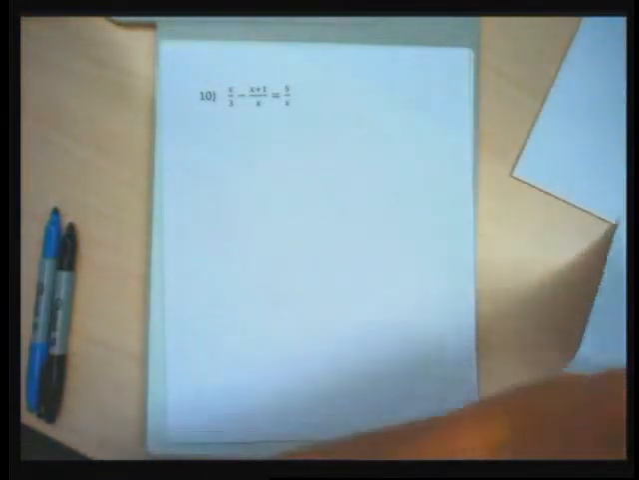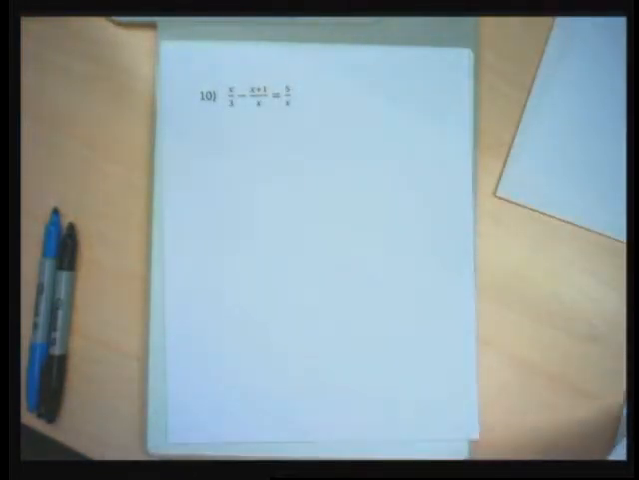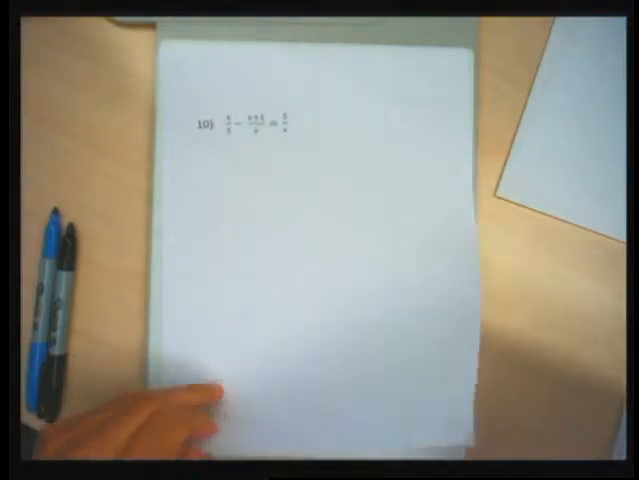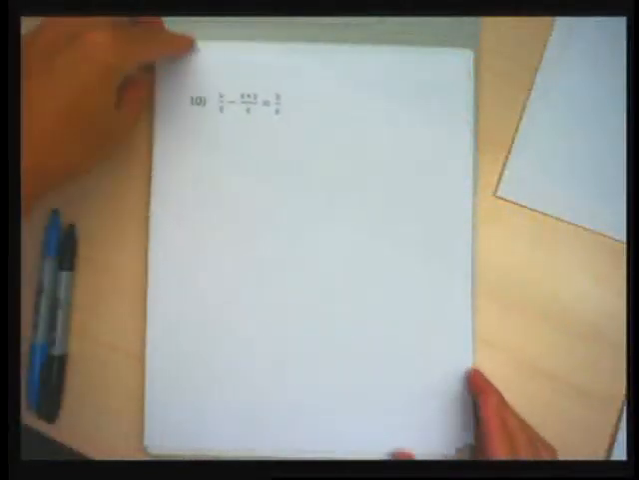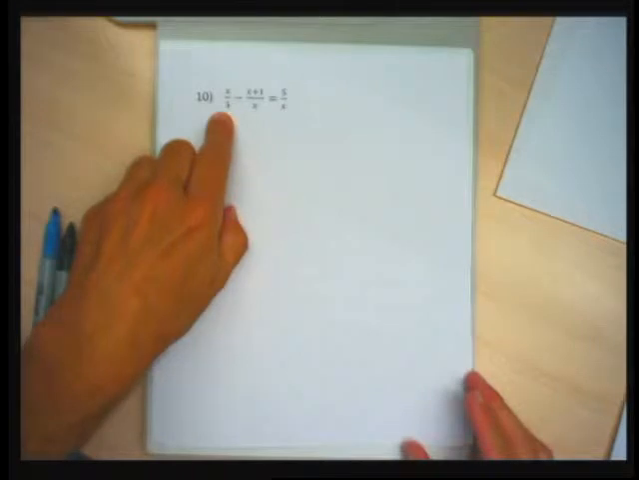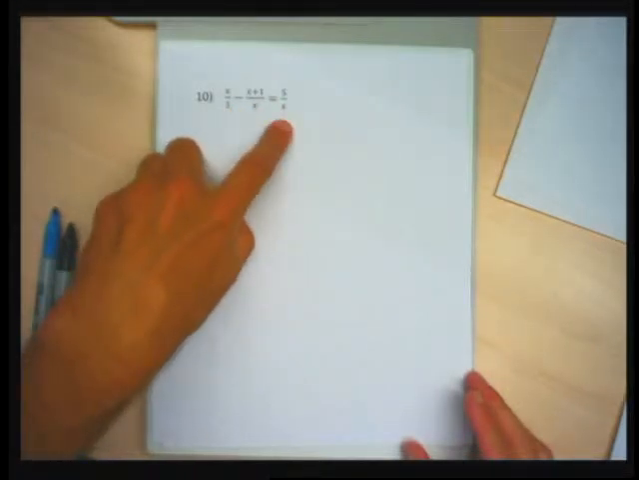None of the denominators need factoring. I'm going to have to figure out what to multiply by to clear the fractions. Multiplying by 3 will clear the 3. Multiplying by x will clear each of the x's. I'm going to multiply by 3x over 1.